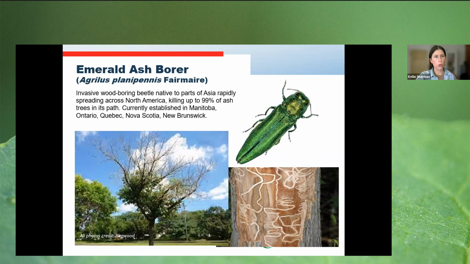Emerald ash borer is an invasive wood-boring beetle native to parts of Asia, rapidly spreading across North America, killing usually up to 99% of ash trees in its path. It's currently established in Manitoba, Ontario, Quebec, Nova Scotia, and New Brunswick. It most likely arrived here through wood shipping, and when it's here, it spreads mostly through firewood movement. So prevention of that is really key.